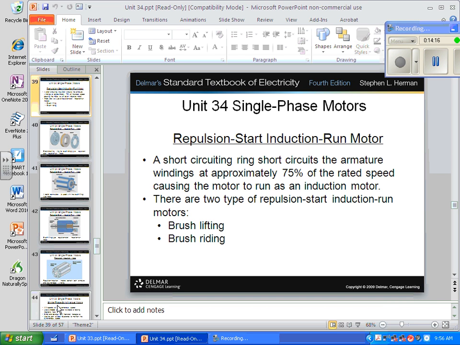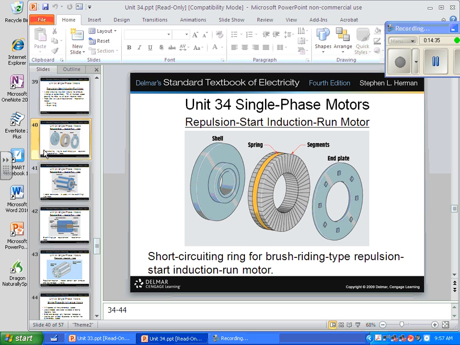Repulsion start induction run motors. Short circuiting ring short circuits the armature winding at approximately 75% of the stated speed, causing the motor to run as an induction motor. Two types of repulsion start induction run motors, the brush lifting and the brush riding. Shows a shorting ring.